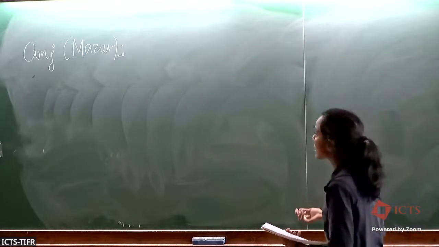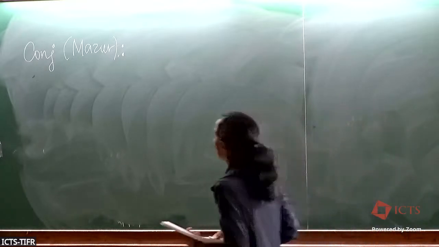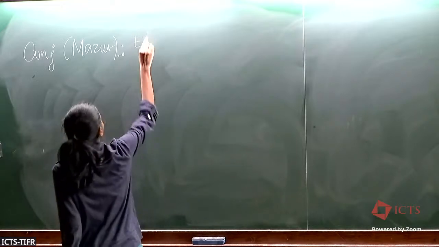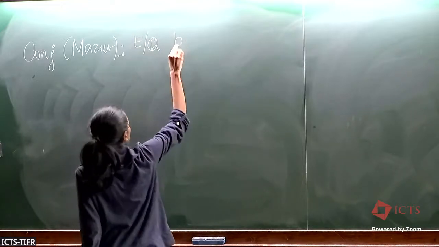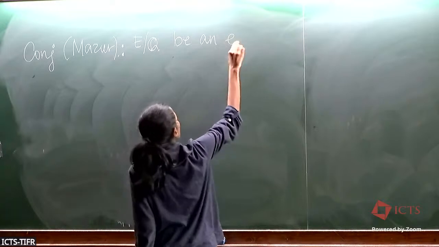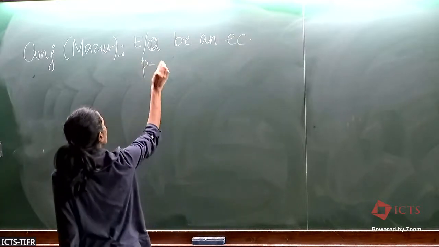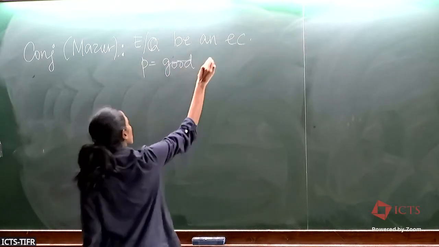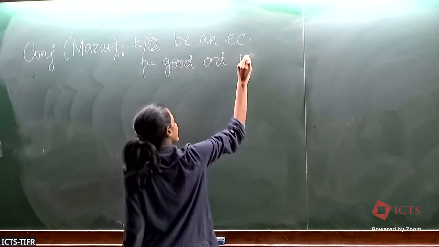And what does he predict? He says, let E over Q be an elliptic curve, and p be a prime of good ordinary reduction.